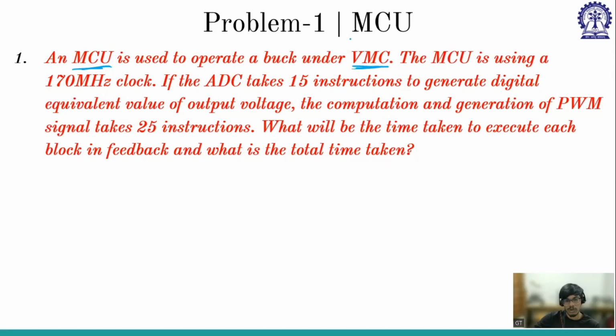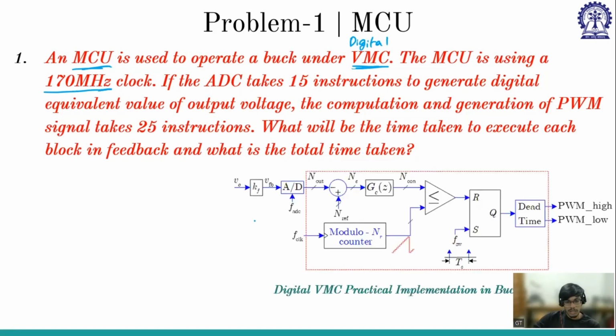It's a digital voltage mode control, and the microcontroller is using a 170 megahertz clock. The first part is ADC, and the other part is computation and generation of PWM. So what the question says is ADC takes 15 instructions to generate ADC.